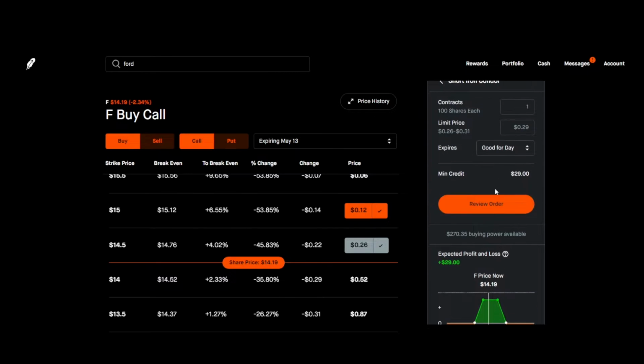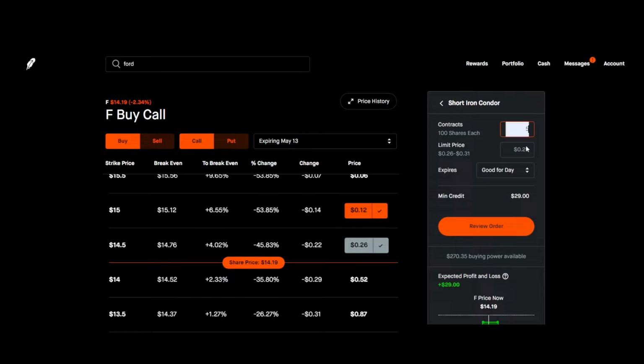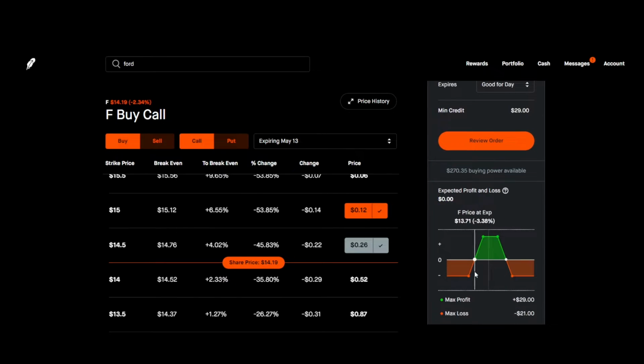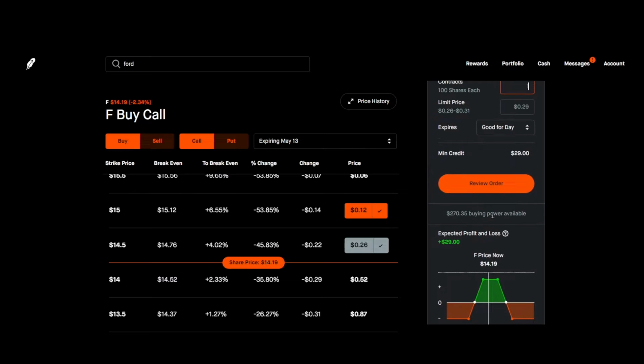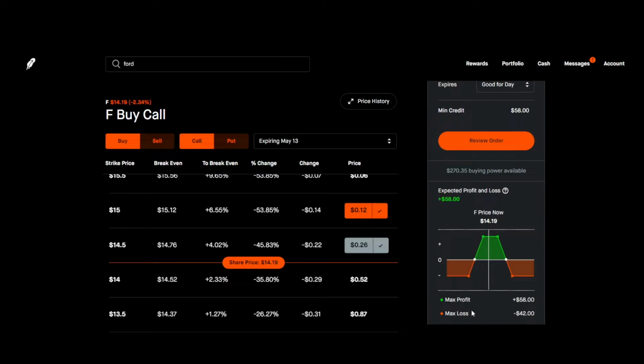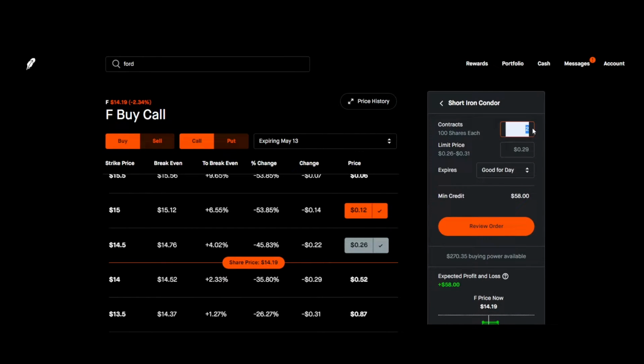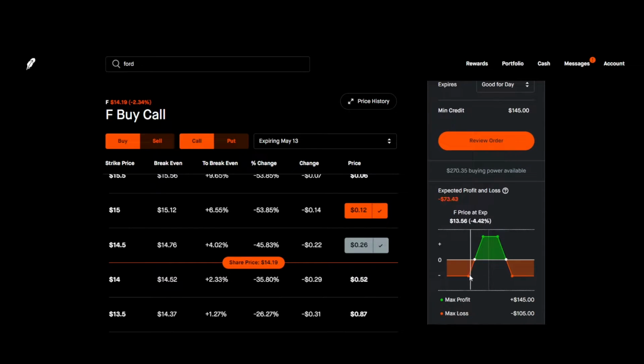So come to continue. You see that all this is working off of one contract. So the number of contracts that you increase is actually a multiplier for your max profit and your max loss. So for example, if we switch this to 2 contracts, now everything doubles. Your max profit doubles and your max loss doubles because it was that times 2. If we switch this to 5, you see everything went times 5. So now your max profit is 145 and your max loss is 105.